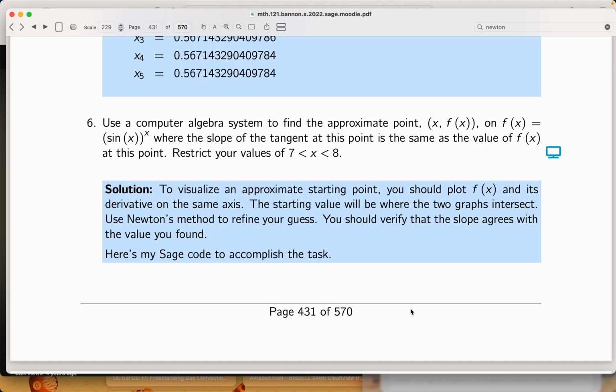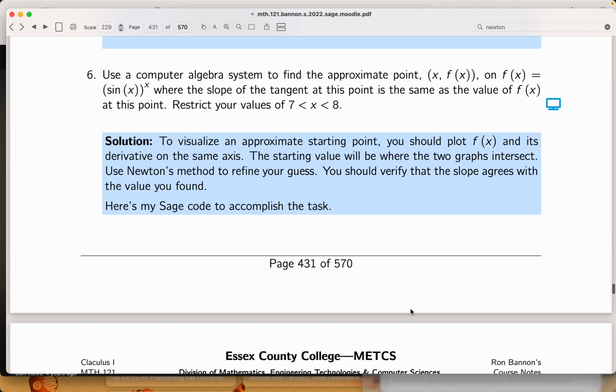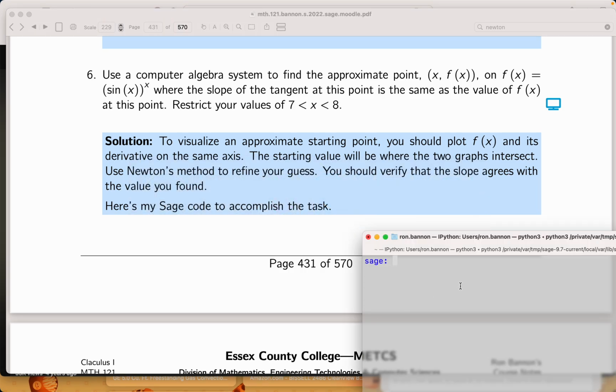All right, so it's a problem where probably visualizing it first might be appropriate. So what I want to do is go to Sage, and I'm going to start typing things in now. The first thing I'm going to type in is reset. I'm going to define a variable x. I'm going to define a function f of x to be equal to sine of x raised to the x power.